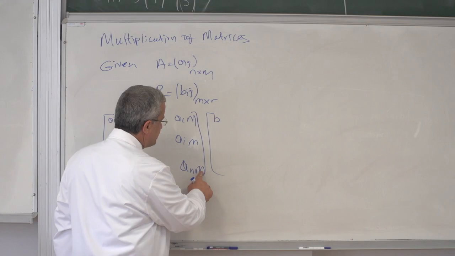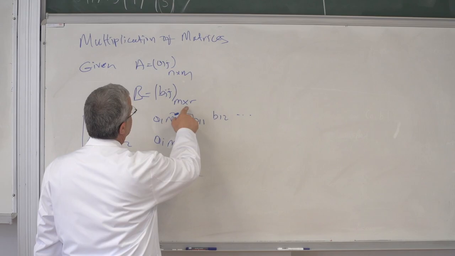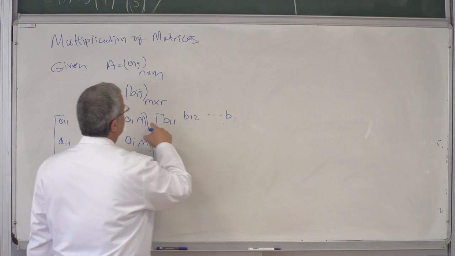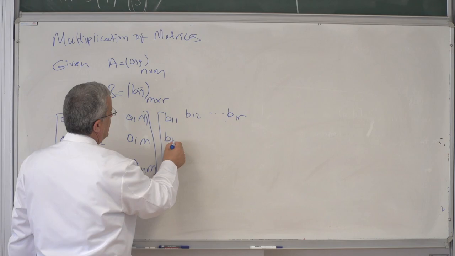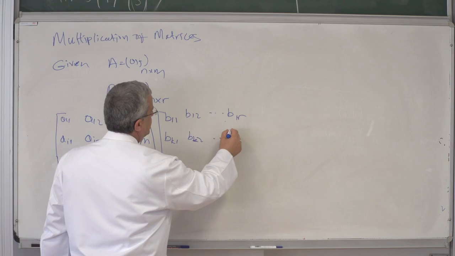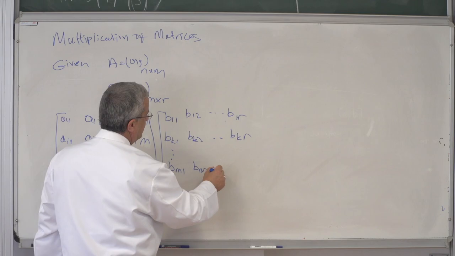So B11, B12, it goes all the way to how many columns does it have? What should I write here? B1R. And here I would have, let's say, BK1, kth row, BK2, BKR. And the last one would be BM1, BM2, BMR.